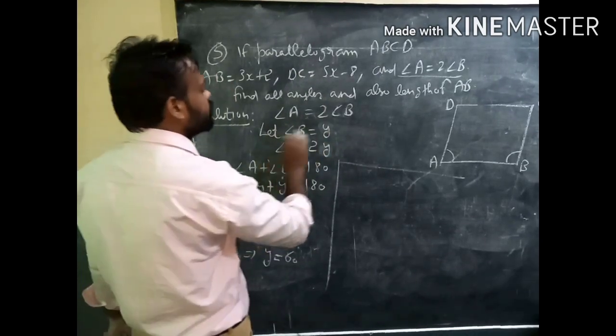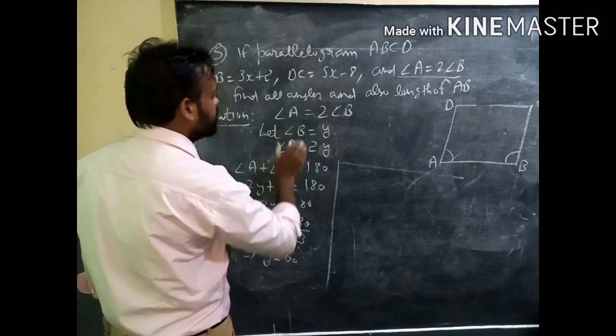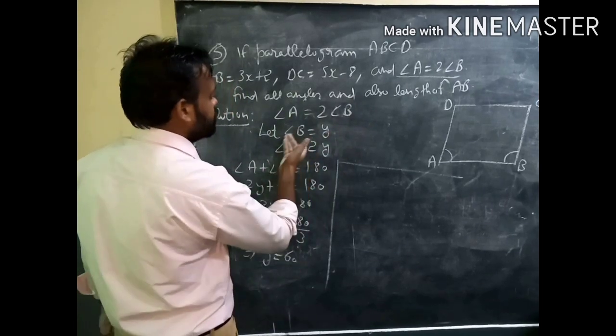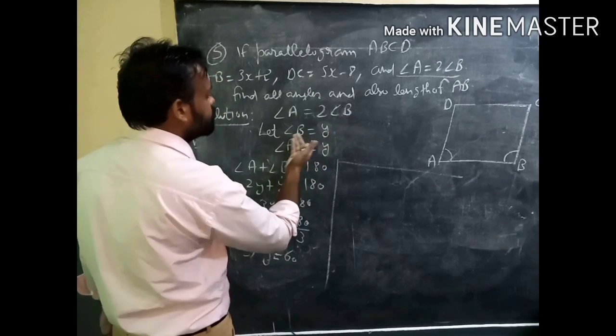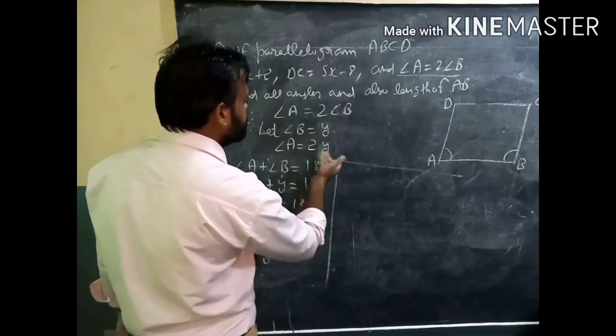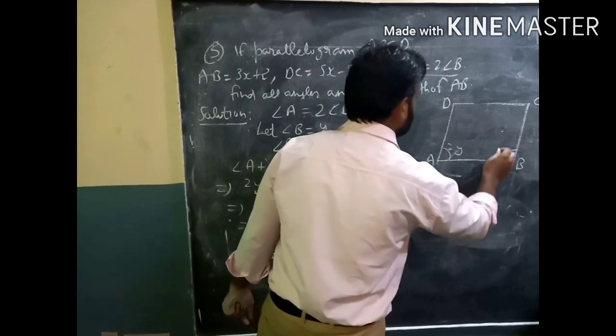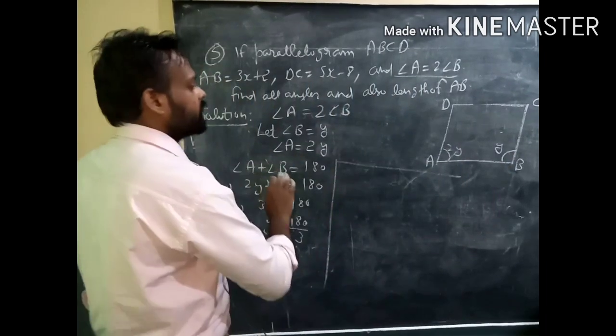Just suppose the angle of B is equal to y, then angle A is double of angle B, so it will become 2y. Angle B is y, then angle A is 2y. So in this way angle A will become 2y and angle B is y. In this way we can suppose.